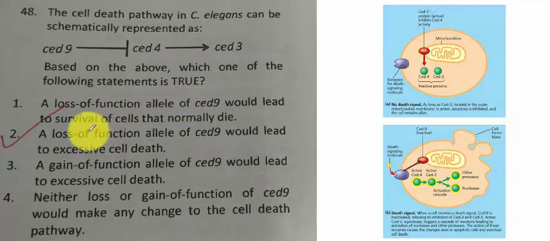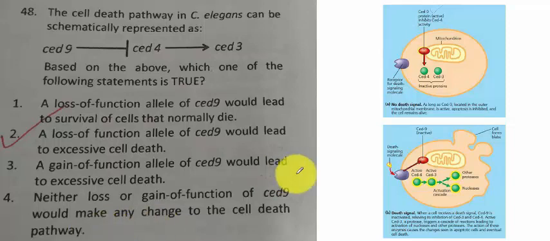Statement 2: a loss of functionality of CED9 would lead to excessive cell death. This is the right statement. The third statement is: a gain of functionality of CED9 would lead to excessive cell death. This is not the case. It is wrong, because CED9 is preventing the apoptosis process. The cell remains alive. The fourth point is: neither loss nor gain of function of CED9 would make any change to cell death.